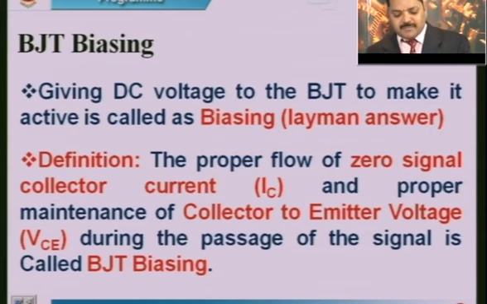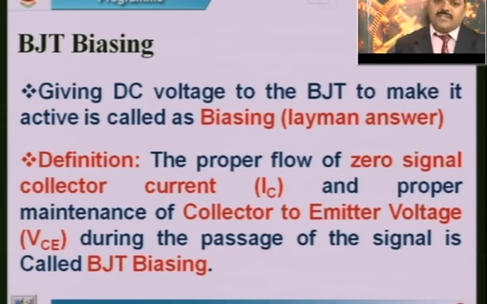In the exam, when they ask what is transistor biasing, you should not write the answer of giving voltages and currents to the device. Of course, to a certain extent that answer is correct, but the proper definition is the proper flow of zero signal collector current IC and proper maintenance of collector to emitter voltage during the passage of the signal is called biasing. Now, why are we concentrating only on IC and VCE?